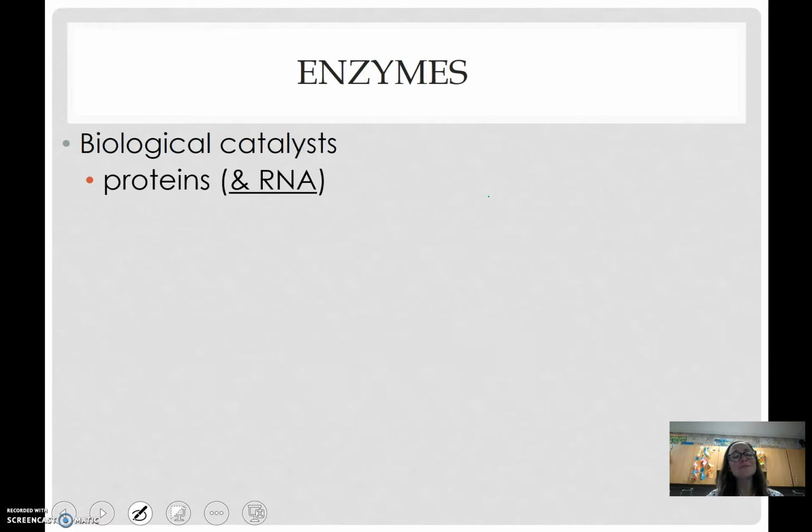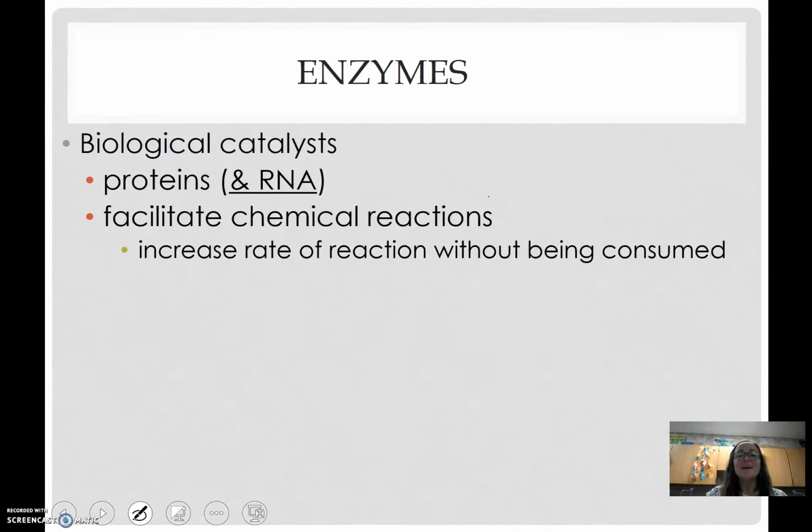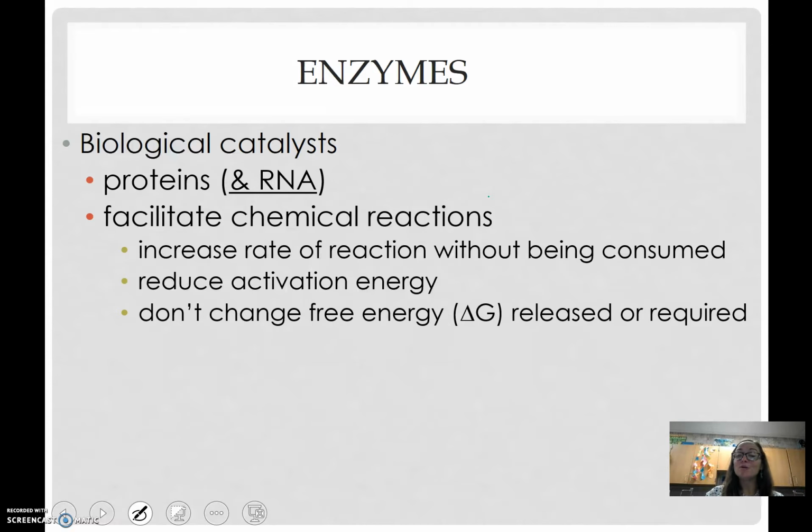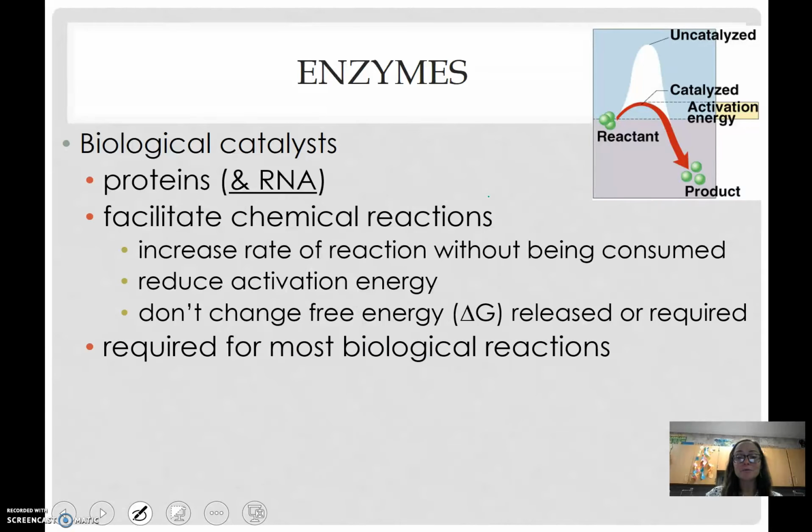They are proteins, and once in a while, you might have an RNA molecule that can act as its own enzyme. They facilitate or help chemical reactions, and they can increase the rate that a reaction is happening without being used. And they do this by lowering the activation energy. They don't change the free energy that is released or required.